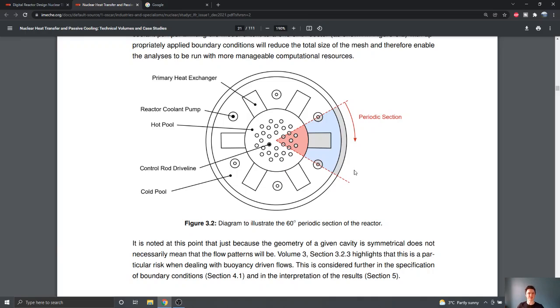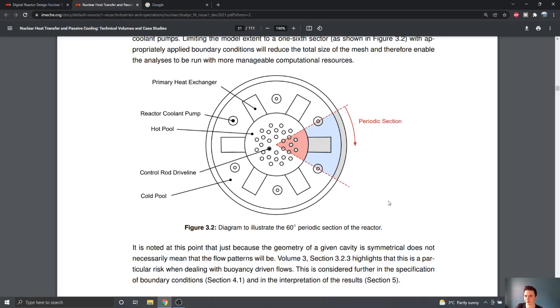So the first thing that we've done here when looking at how we're going to set up a model and how to analyze this is just looking at the geometry and identifying there's a periodic section here, and I can use this to simplify the geometry that I have to make and make things a lot easier for myself.